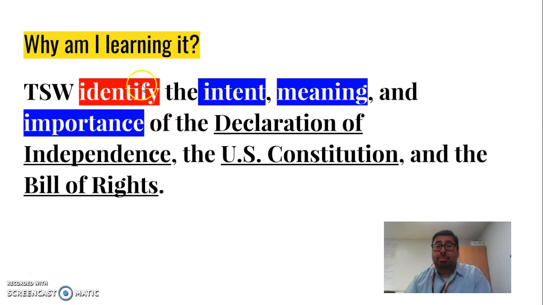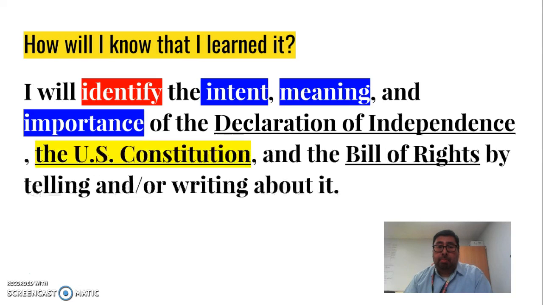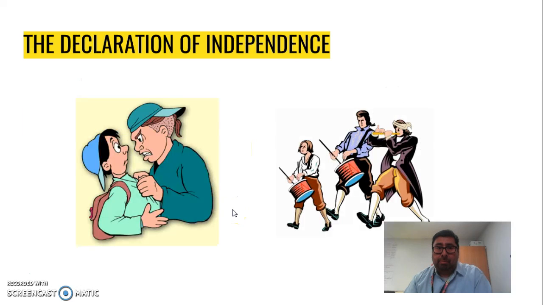Why am I learning it? Because these are important historical documents and basis for the United States as a nation. So that's why it's important. How will you know? Well, you will be able to tell me the intent, the reason why it was made, the meaning, what does it mean, and why is it important. Okay, so let's get to it.